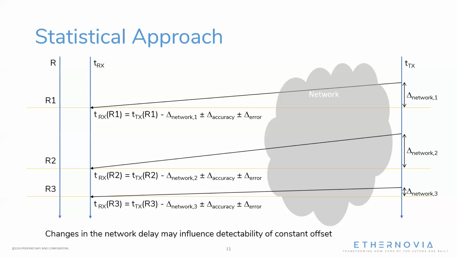But again, there is a chance for a constant delta error offset. If that offset is just small enough in comparison to the accuracy and the network delay, we have no way of detecting this offset if it occurs from the beginning of the system startup.